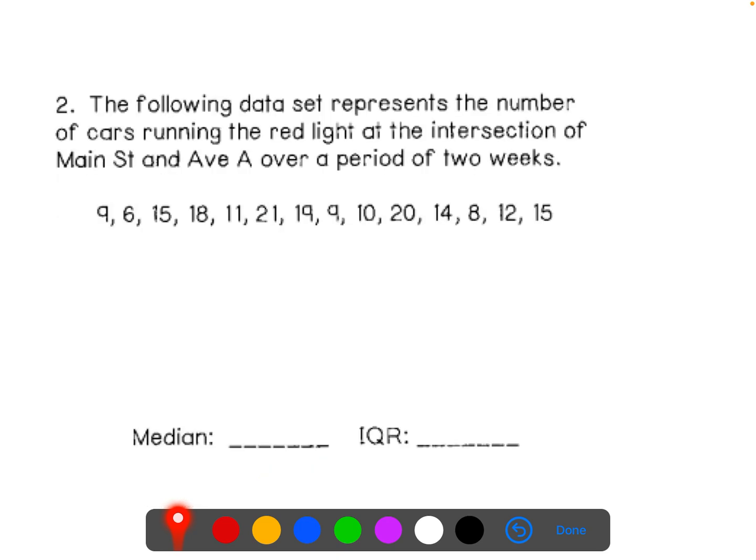We've got another example where it's talking about finding the median and the IQR. All right, so we will look at this. It says the following data set represents the number of cars running the red light at the intersection of Main Street and Avenue A over a period of 2 weeks. All right, let's find the median. The first thing we have to do is we have to order these numbers from least to greatest again. So I'm going to find that 6 is my least value. Then we have 8. Then there's 2 9s.